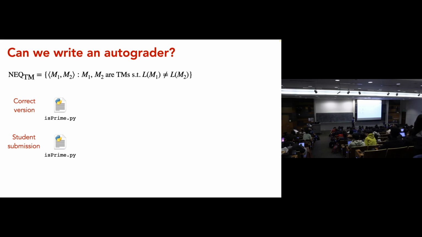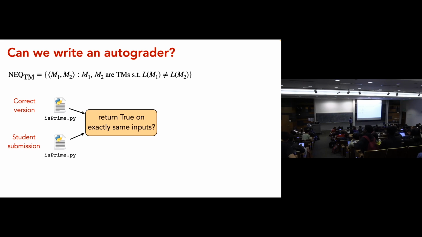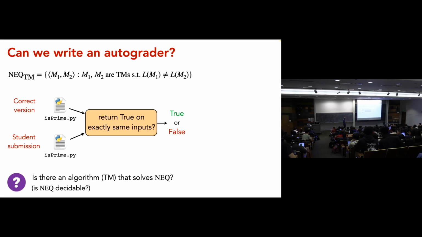Suppose you're interested in writing an autograder program that tests whether the student submission for, let's say, some Python function like is prime is actually a correct submission or not. And you have the correct version that you have written as the instructor. I want to write a program that will take as input these two Python functions as text, and then tell me whether these two Python functions return true on the same inputs. Or maybe not. That's the question here.